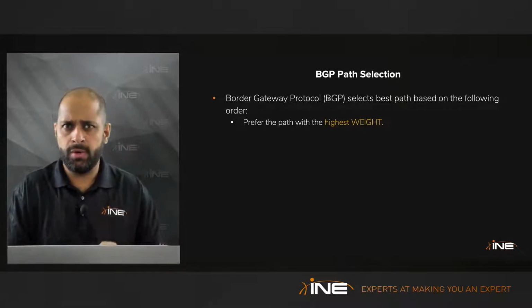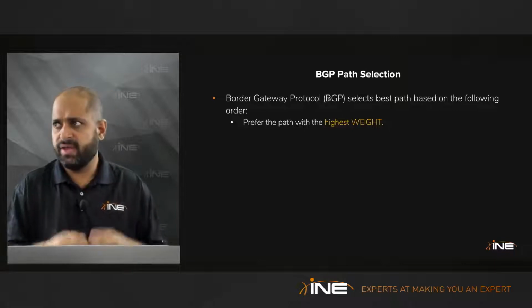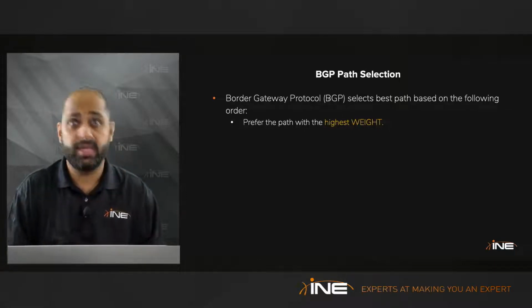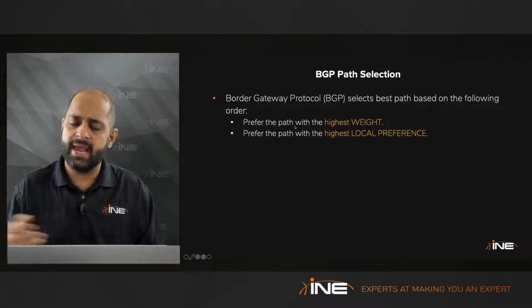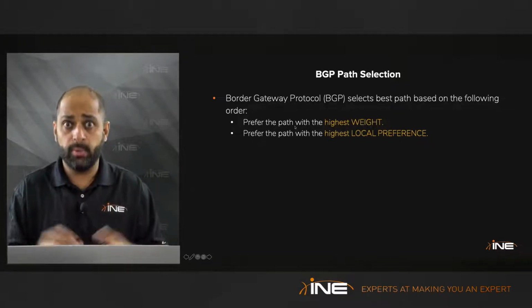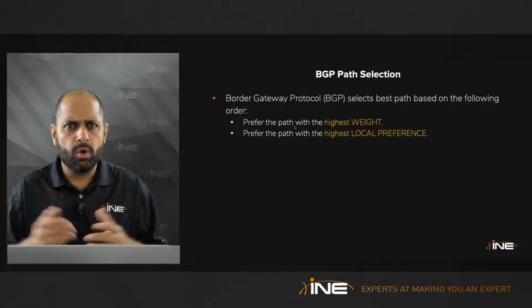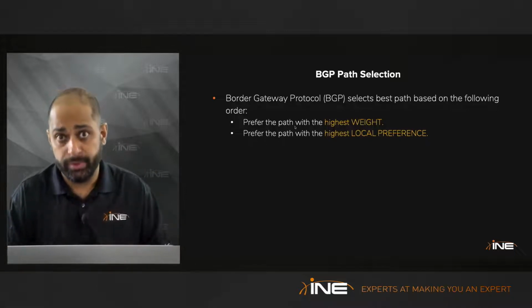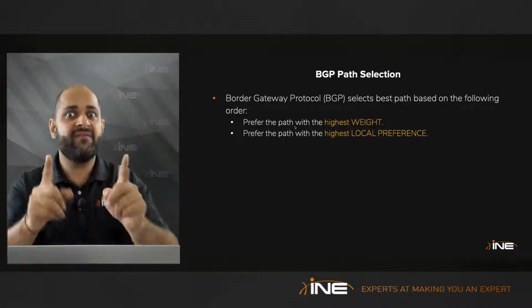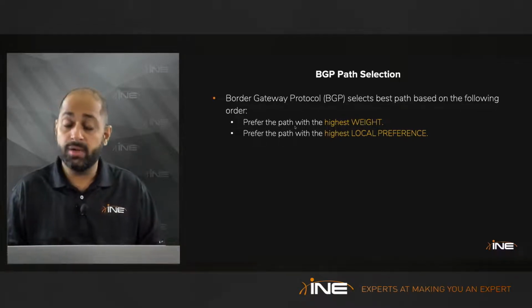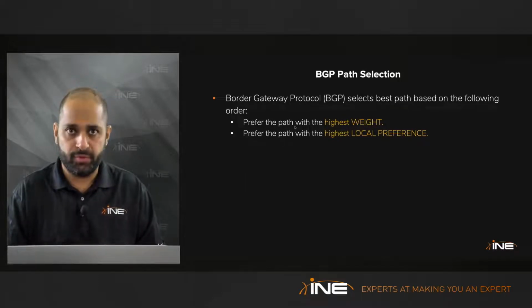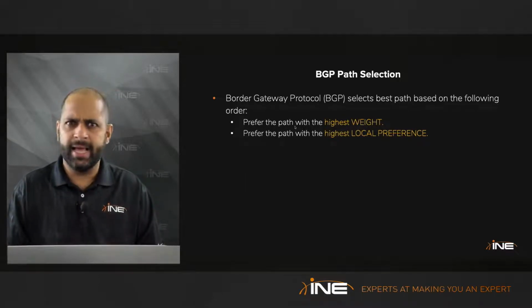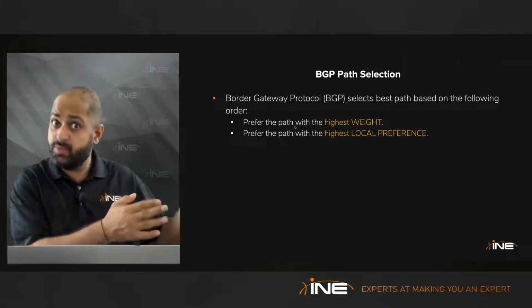Higher weight is preferred. Default weight is 0. If you have advertised that route yourself, then the default weight would be 32768. Higher weight is preferred. If the weight is the same, it goes to the next criterion, which is local preference. Local preference is a well-known attribute, which means every BGP implementation would understand it. Is it mandatory? No, it's not mandatory. It is discretionary.